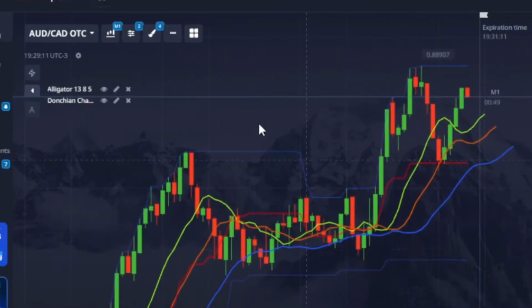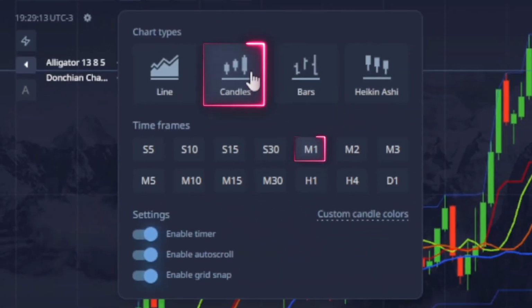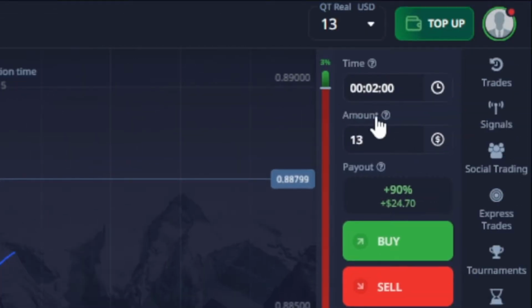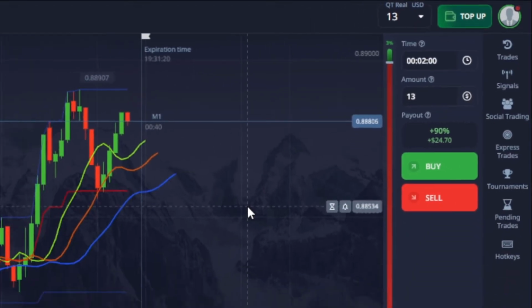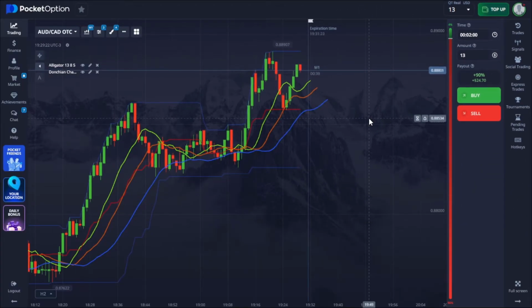Let's just go to the 1 minute time frame and look at classic candles. The expiration time is 2 minutes, $13 with that one. The indicators we are going to use are the Alligator and the Donchian channel again. Alright, so let's configure that.